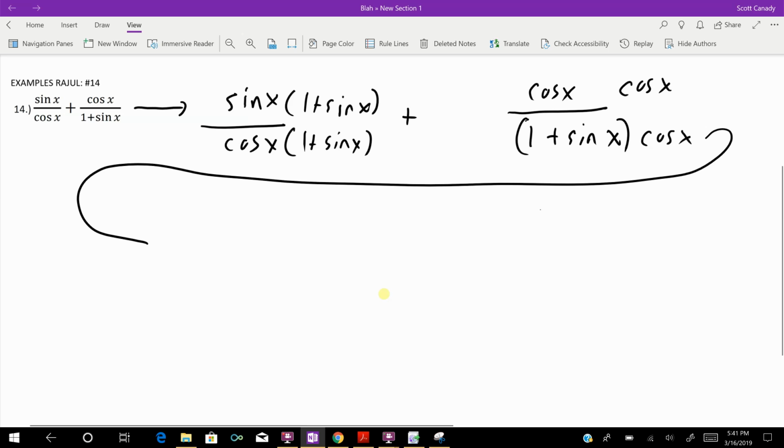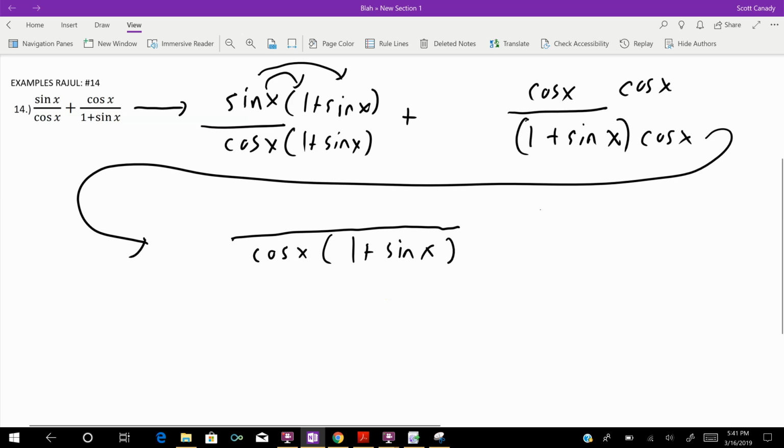So we've now got a common denominator. That's going to be cosine of x, 1 plus sine of x. Now let's take a look at what's going to happen on the top. So this becomes sine of x plus sine squared of x plus, it looks like this right here becomes cosine squared of x.